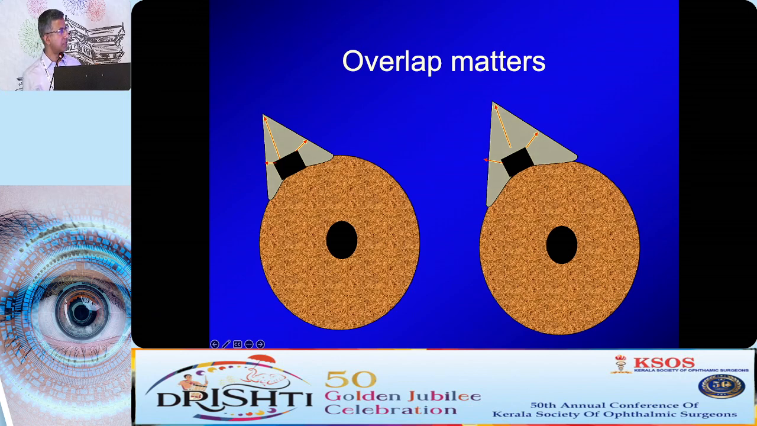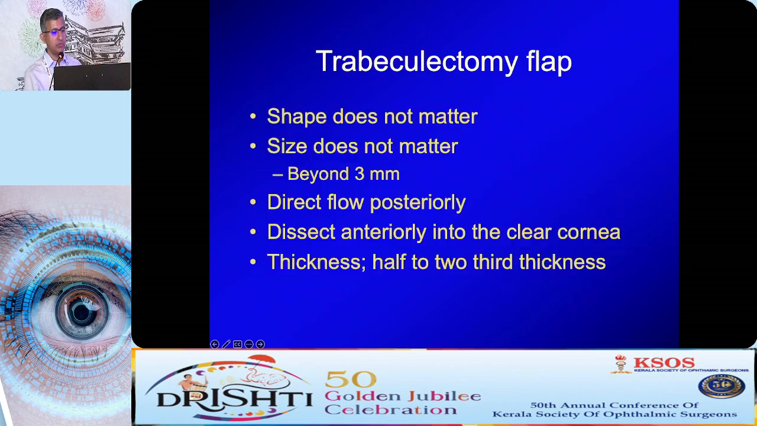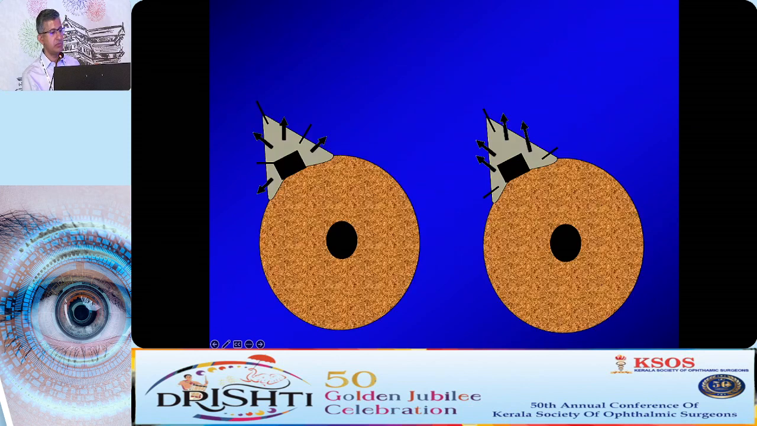That is, what is the distance between the edge of the ostium and the edge of the flap. So if you have very little overlap, you'll need to put a tighter suture there. If you have very huge overlap, you can actually manage with a looser suture. And this is the only thing which really matters. You try and direct the flow posteriorly. You try and dissect anterior nuclear cornea. This Kiran has already covered. And see, look at the position of the sutures.